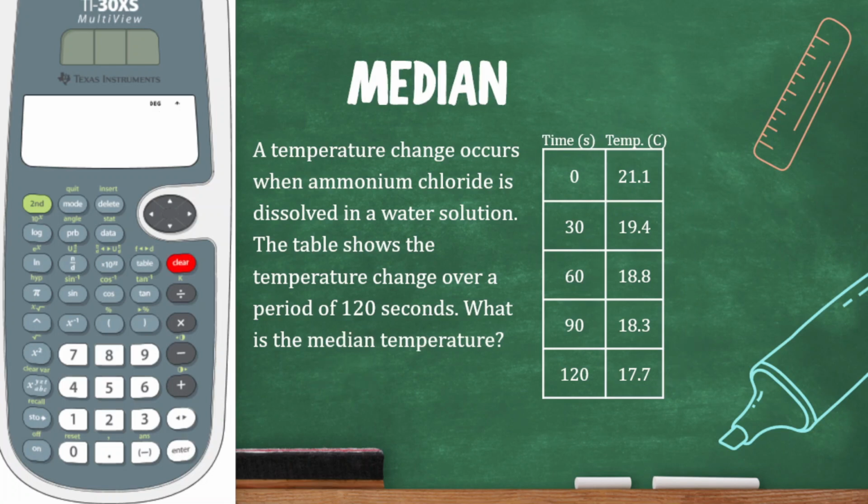Let's try a problem with the median. This is the same situation, the same data, but they're asking for the median temperature. So the median is the middle. And it's important that they're all in order from biggest to smallest when you're finding the median. You can't just find the middle one if they're not in any kind of order. But it does go smallest to biggest as you go up the column. So we can just cross off one on the top, one on the bottom, one on the top, one on the bottom. And there's our median temperature, 18.8.